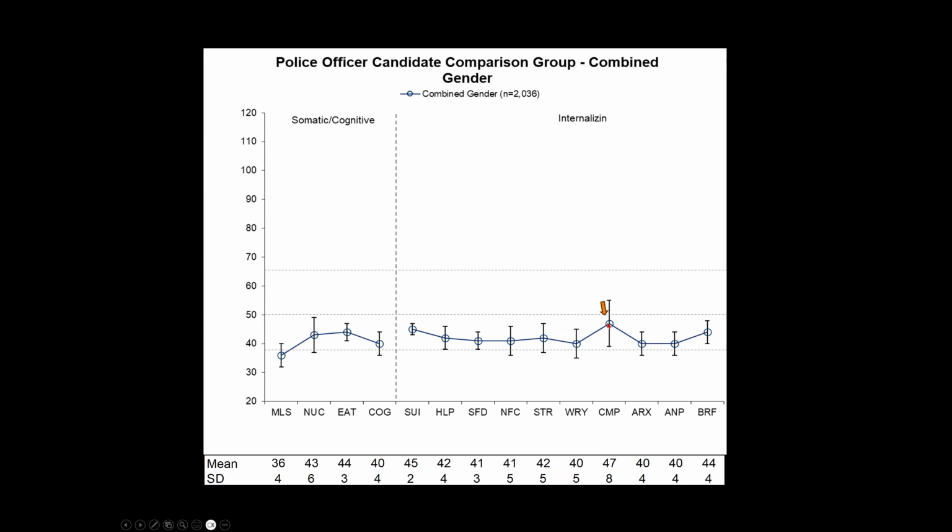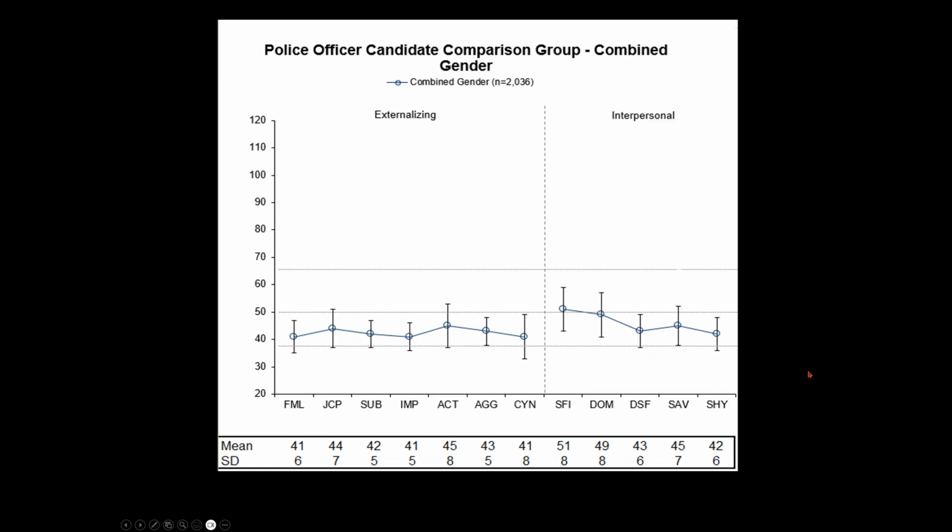This isn't something that I would interpret as clinically meaningful in itself, but just to be mindful of the fact that on other scales, we're going to see lower scores. Compulsivity is going to be much closer to the general population mean in the context of a pre-employment evaluation, at least as we see here with police candidates. And we'll see shortly that that's also the case with other pre-employment samples as well.